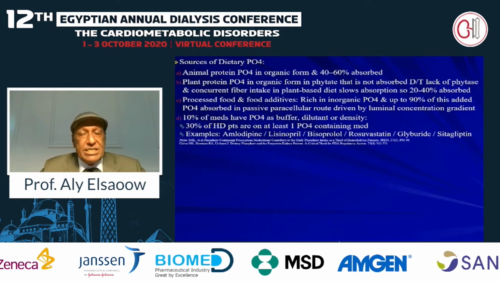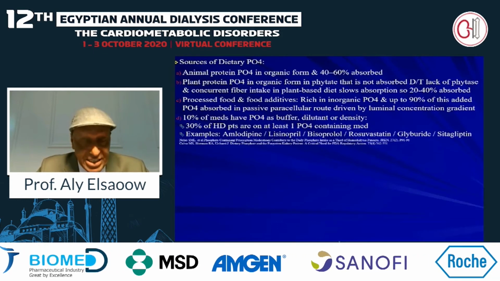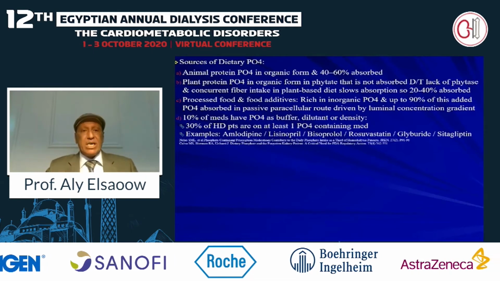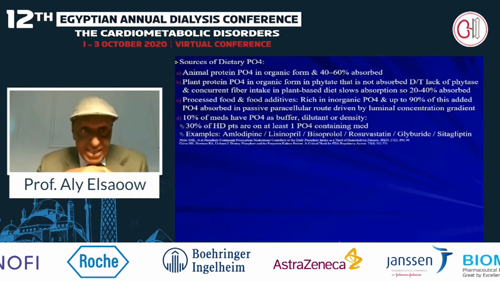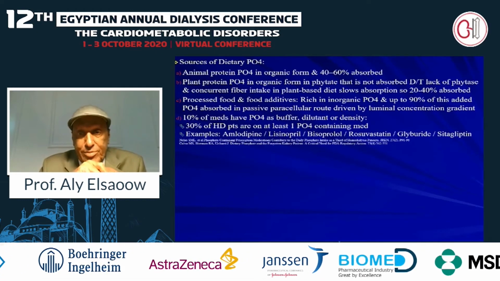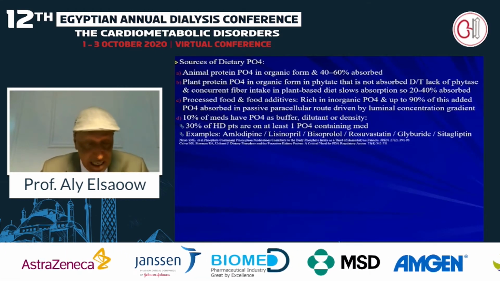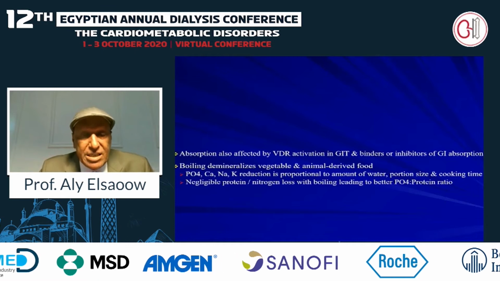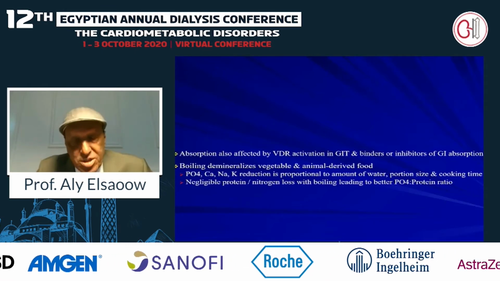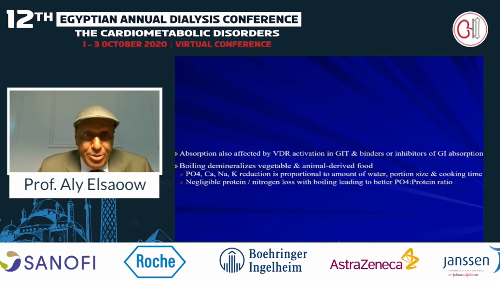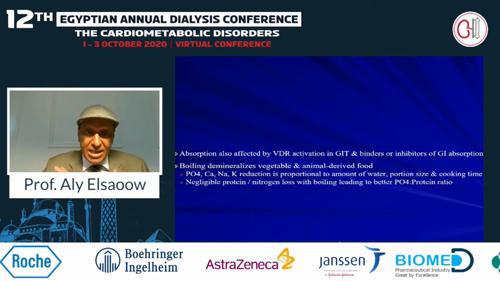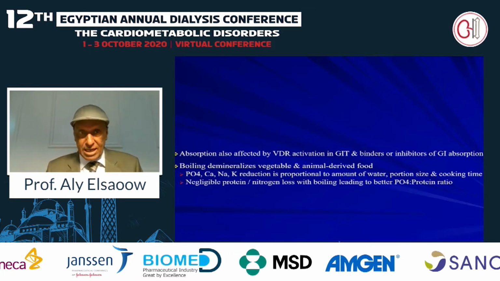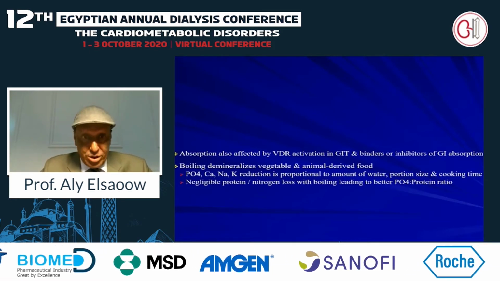A neglected or forgotten source of dietary phosphorus is medications. 10% of meds have phosphorus as buffer, diluent, or density. 30% of hemodialysis patients are on at least one phosphorus-containing medication. Examples are amlodipine, lisinopril, bisoprolol, rosuvastatin, glyburide, and sitagliptin. Absorption of phosphorus is also affected by vitamin D receptor activation and the presence or absence of binders or inhibitors. Boiling demineralizes vegetables and animal-derived food. It actually reduces phosphorus, calcium, sodium, potassium in proportion to the amount of water, the portion size, and the cooking time, without a significant impact on the protein or nitrogen intake.